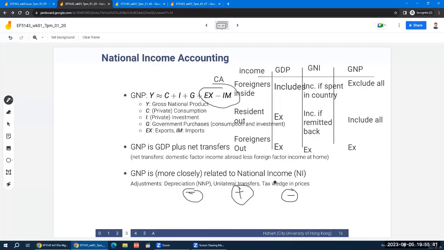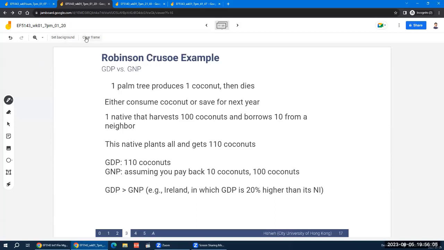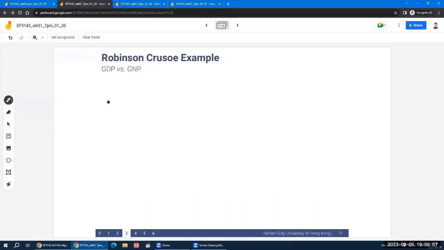Okay, so this is not going to be tested, but just for your own enrichment if you want to know the difference between GNP and GNI. But it's important to know why our starting point is national income and the difference between GNP and GDP. So I'm going to give you a toy example to highlight this distinction. I forgot to clear this frame, so let me go through the example right now.